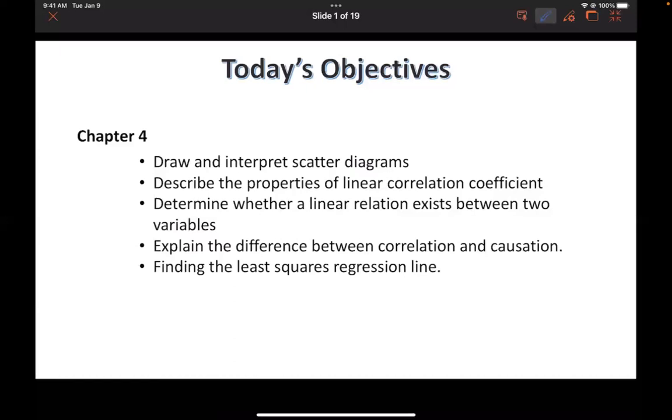So we're going to talk about scatter diagrams. We're going to talk about linear correlation coefficients. We're going to talk about linear relations and whether or not they exist, and look at the difference between correlation and causation, then get a least squares regression line. I know all of this stuff is foreign language to you, but it won't be for long. So let's get going. It's okay if you didn't understand any of those words. We're going to get you understanding them.